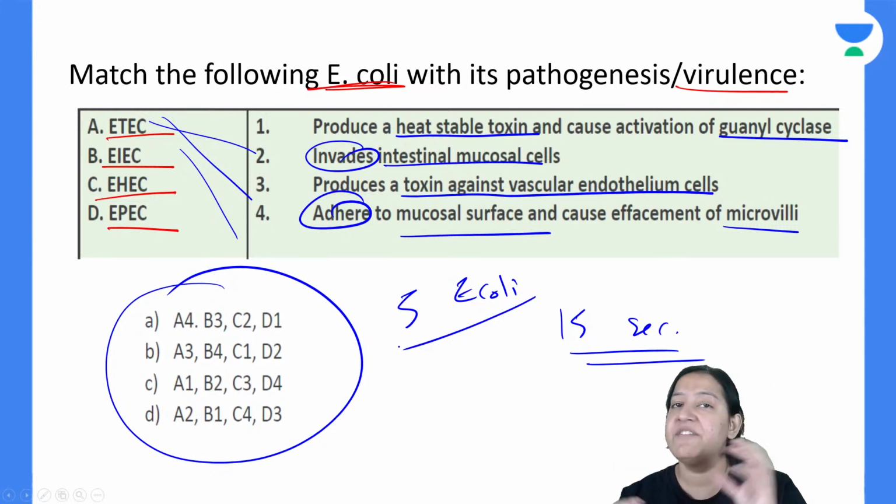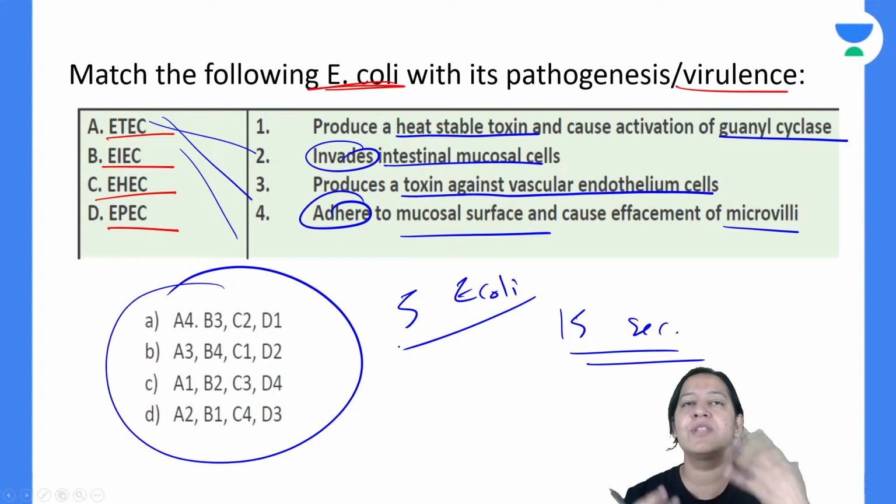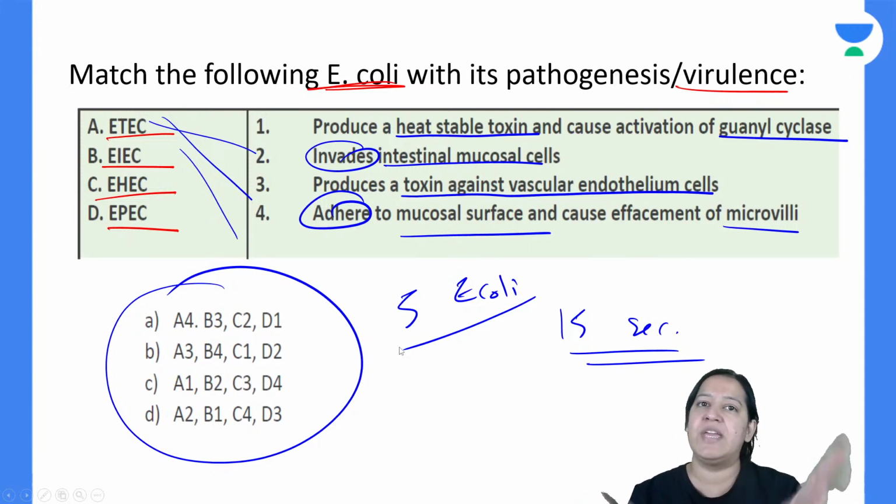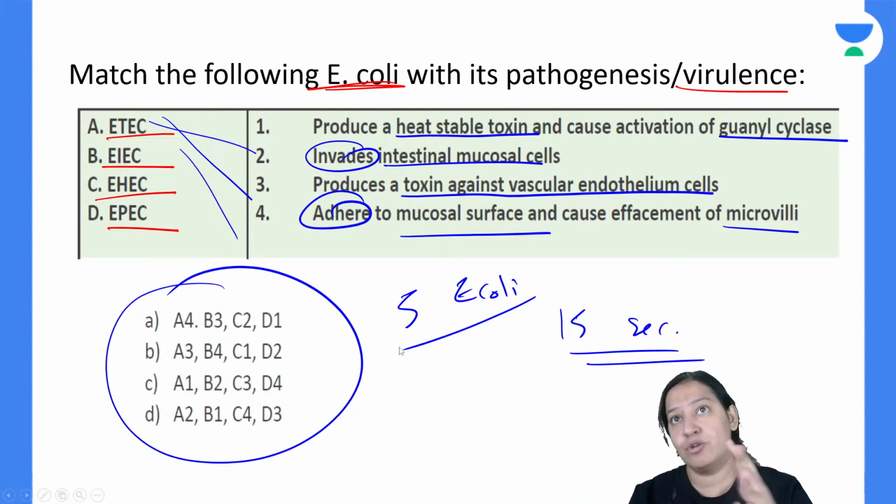Give me a thumbs up. It is a very important topic. Very few students know the mechanism of action of various types of E. coli on the basis of pathogenicity. Give me a thumbs up. Give me your answer.